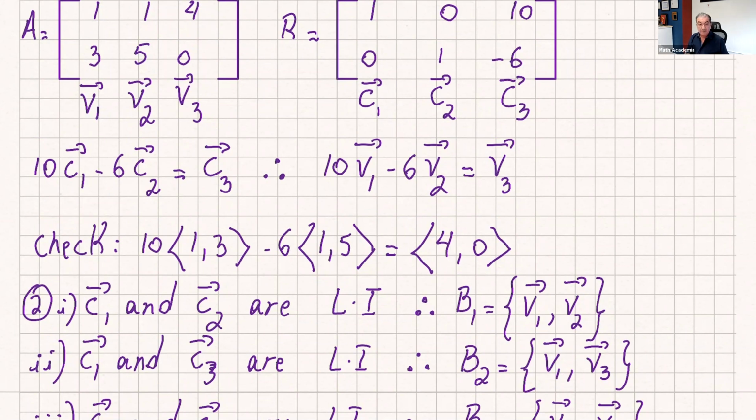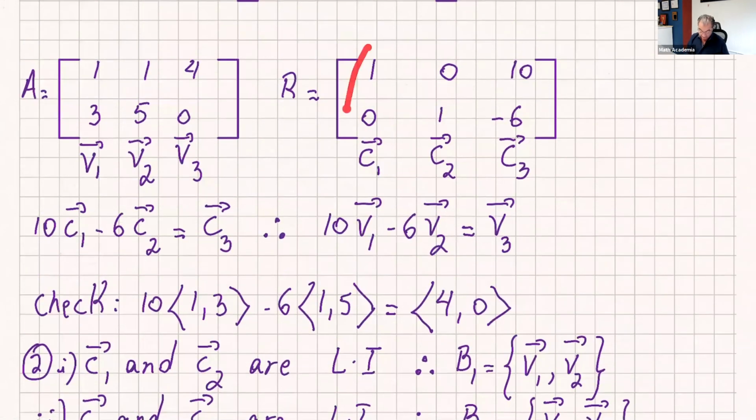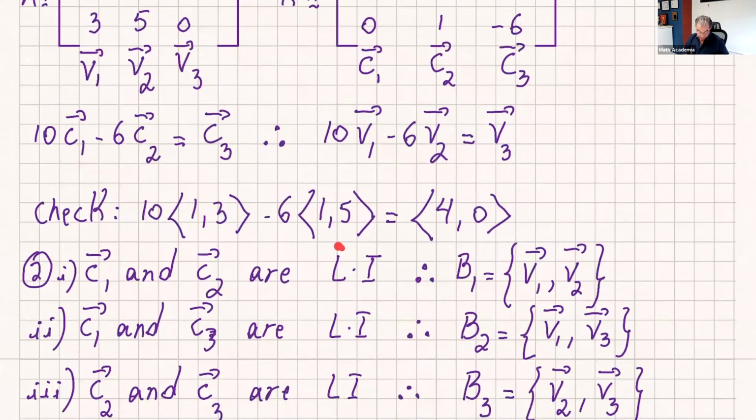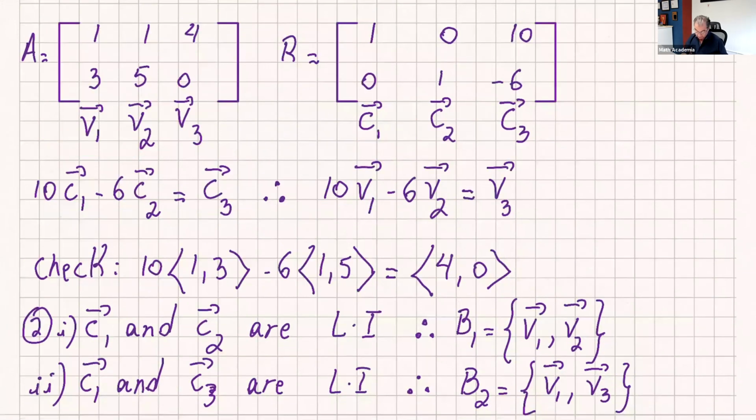Now, if you want to find the basis, just go directly to the RREF and find the linearly independent columns in that matrix. So obviously C1 and C2 are linearly independent because they can't be written as scalar multiples of each other. So if C1 and C2 are linearly independent, then for sure V1 and V2 are going to be linearly independent. So one possible basis is V1 and V2.